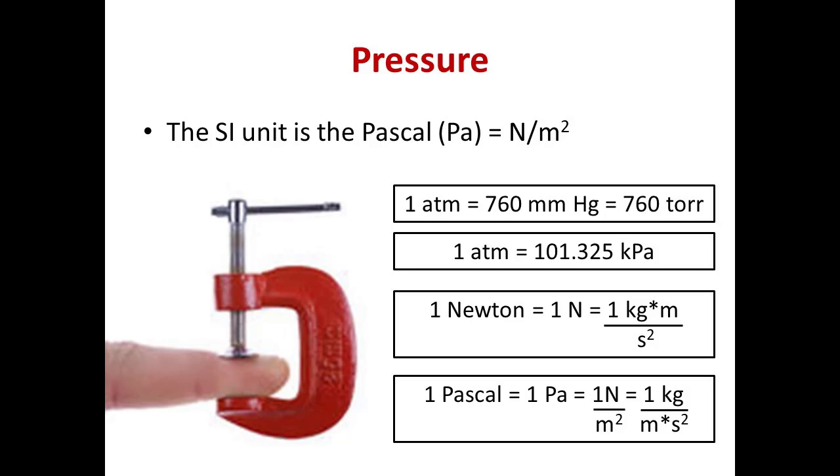1 atmosphere, 760 millimeters of mercury, and 760 torr are the ones that you will see most commonly in this course. But there are others depending on how you're using pressure. Newtons and pascals, typically those will be used in physics. But they're all just different ways of expressing the same thing, which is force per unit area. When we're talking about chemistry and gases, that's going to be force per unit area on the outside walls of that container.